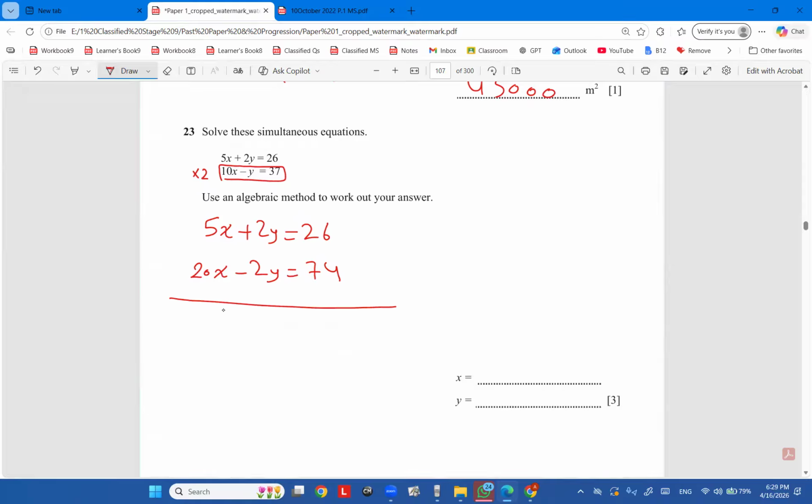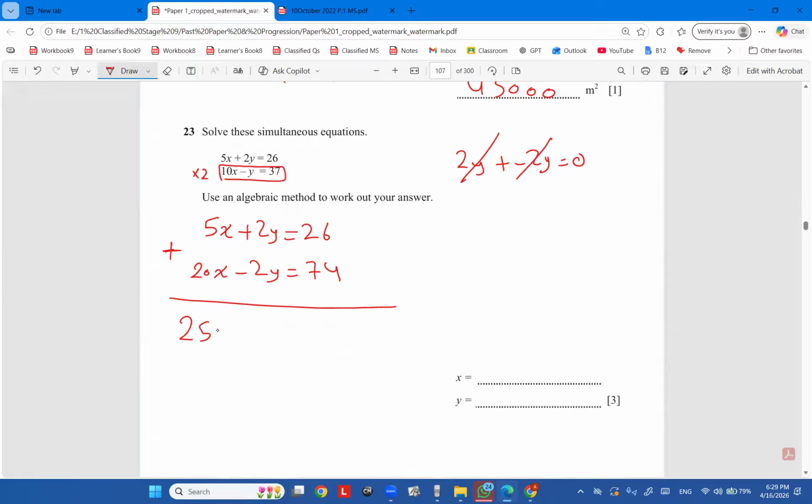To eliminate the y's, what do we need to do? If you say I'm going to minus, this is going to be a big mistake. Why? Because 2y minus negative 2y is going to give you 4y. Elimination didn't happen. So for them to be eliminated, you need to add. So now it becomes a 2y plus negative 2y. They get eliminated. 0. So we need to add up the 2 equations.